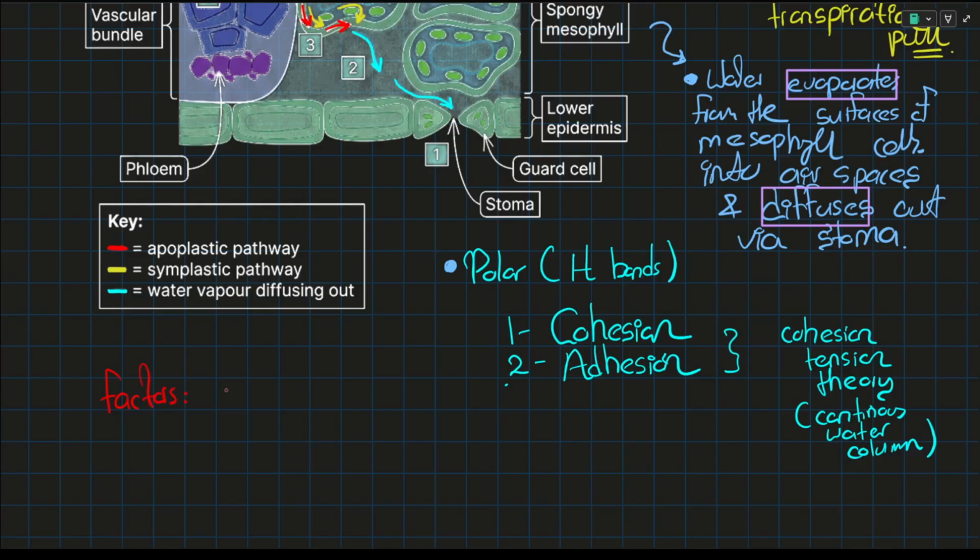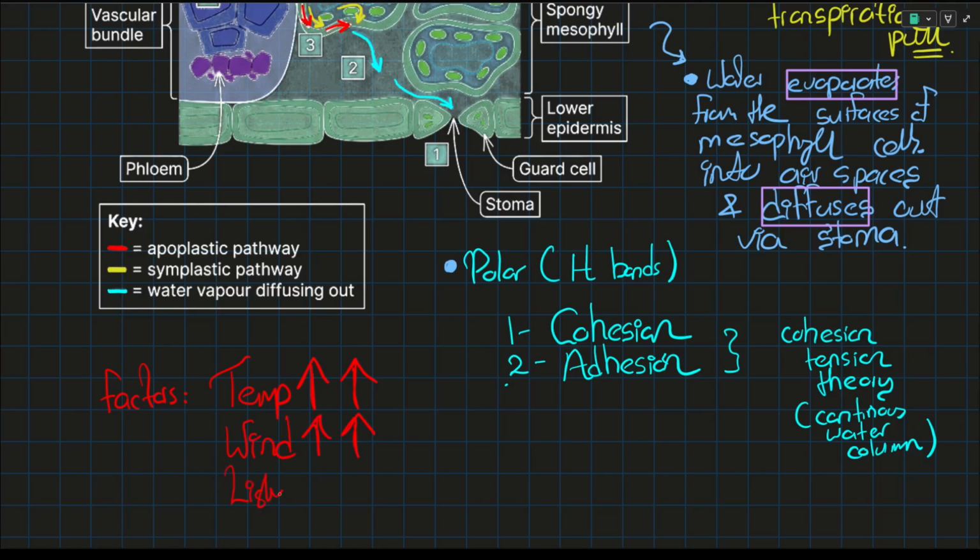What are the factors that are affecting transpiration? These are the same exact factors you have learned in IGCSE, nothing new. First is temperature. If temperature is high, rate of transpiration is high. The second one is going to be wind. If wind is high, rate of transpiration is also going to be high.